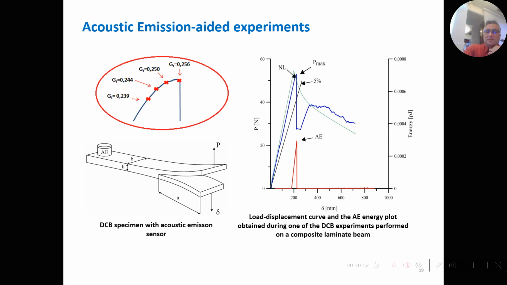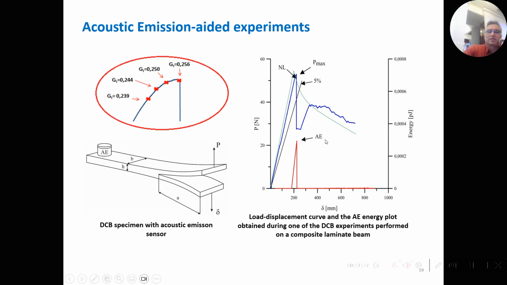And the most difficult question for the experimentalist is, where is the beginning of fracture? So there are several ideas. For example, the maximum of the load, P max, the beginning of the nonlinearity, NL, 5% decrease of the stiffness. And our method is with acoustic emission, which, of course, we didn't invent, but we try to test it, to apply this, and so on.